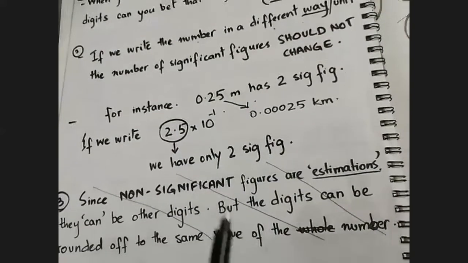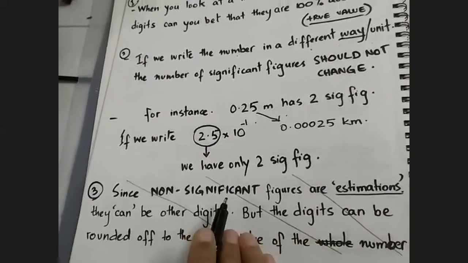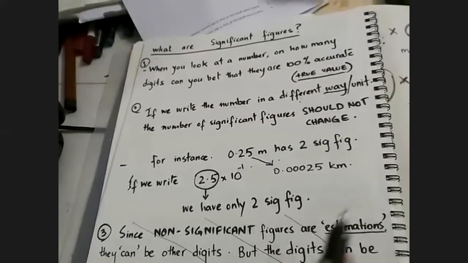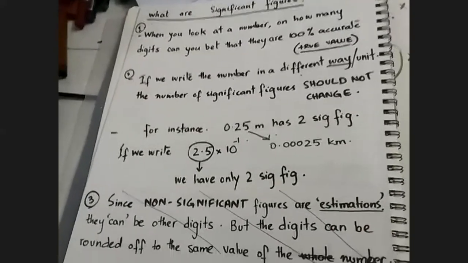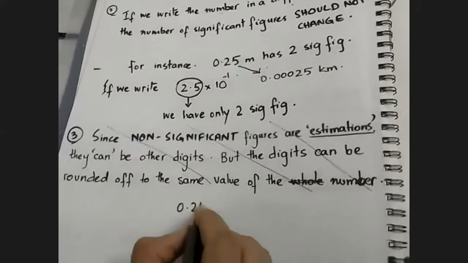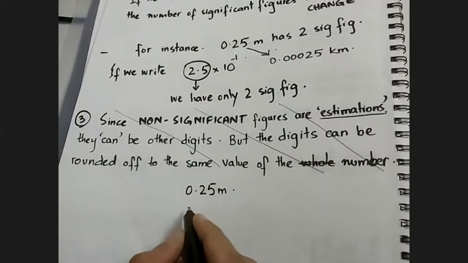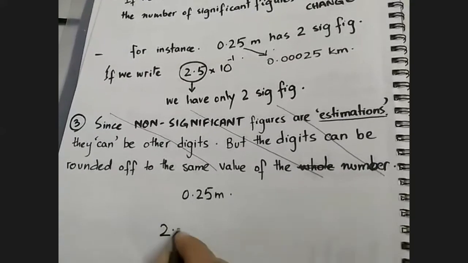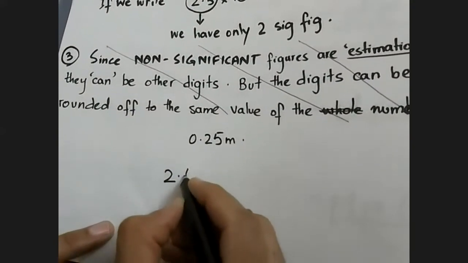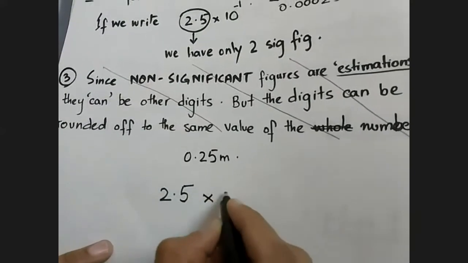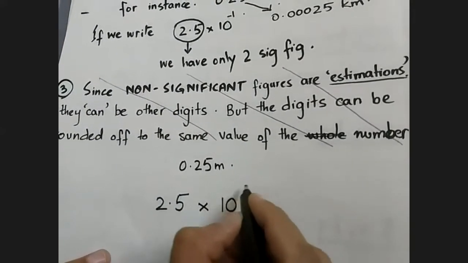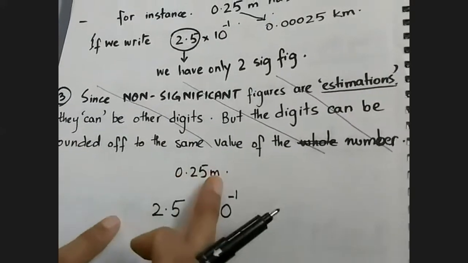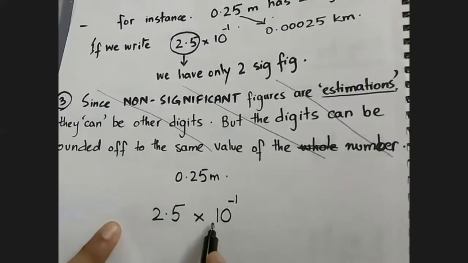Okay, in the last class, you learned how to write scientific notation, remember? Sundus discussed how to write scientific notation. So if, for example, I want to write 0.25 meters in scientific notation, how will I write it? Remember, a number which is between 1 and 10, multiplied by 10 to the power anything. It can be minus, can be plus. So 0.25 meters can also be written as 2.5 into 10 to the power minus 1.